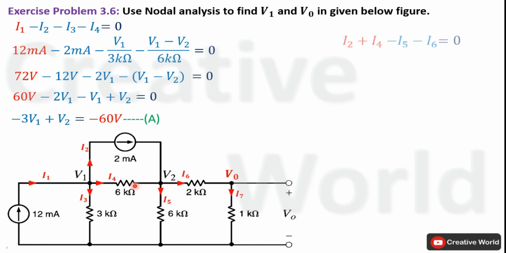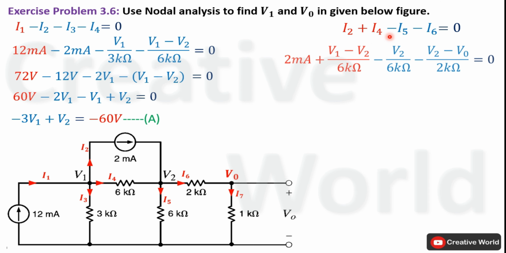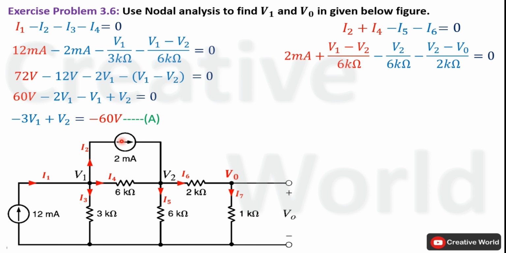Move towards the second node. On this node, 2 currents are entering, I2 and I4, while 2 currents are leaving, I5 and I6. Leaving currents are taken with negative sign while entering currents are taken with positive sign. Now we have to replace these values with their respective equations. I2 is equal to 2 milliampere while I4 is equal to V1 minus V2 divided by 6 kilo ohm, as we have found the value of I4 in the previous step.